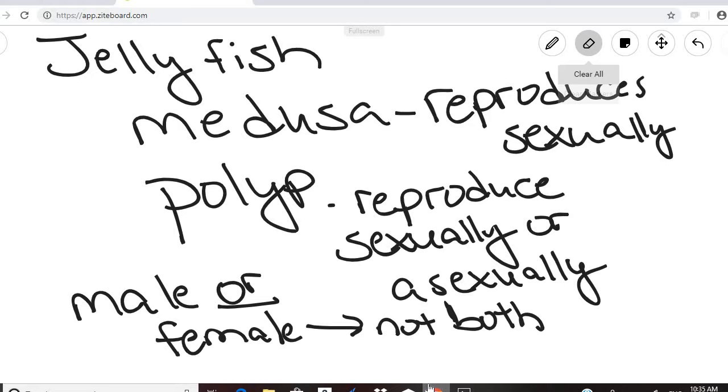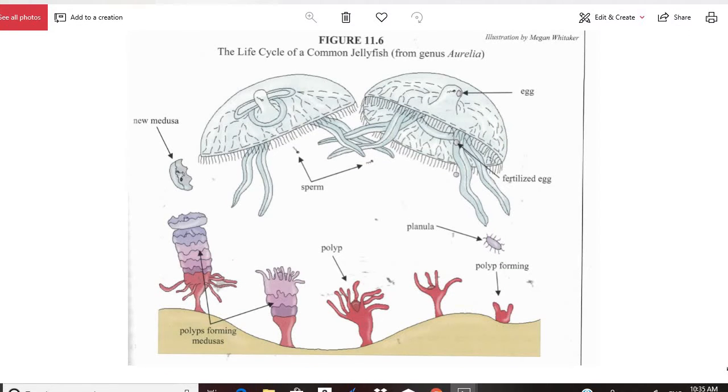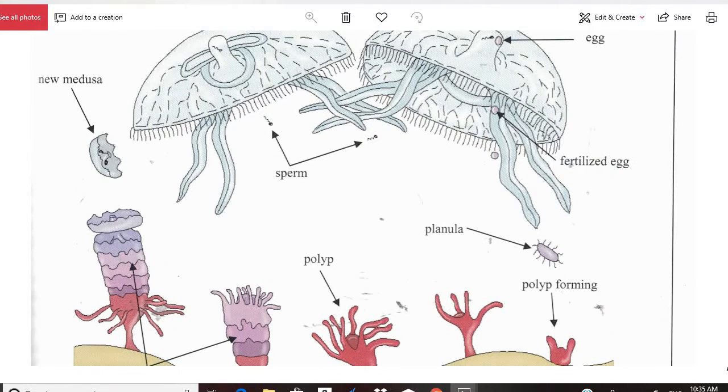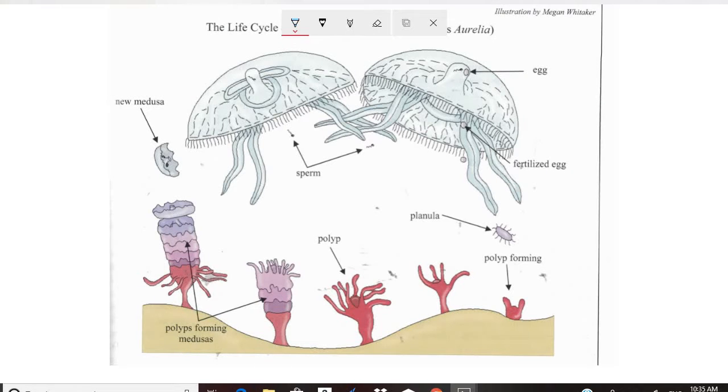Okay, so let's look at a figure now that will show us a little bit about the reproduction that takes place in a jellyfish. Up here near the top, you can see the medusa form. These structures here are the medusa form, and remember we said that they are either male or female. Because the one on the left is releasing the sperm, we know that that one's male, and the one on the right is releasing the egg, so it is female.